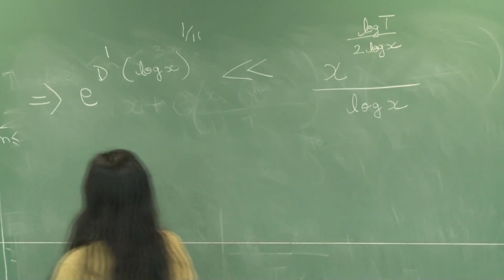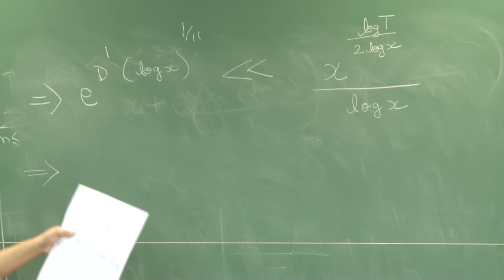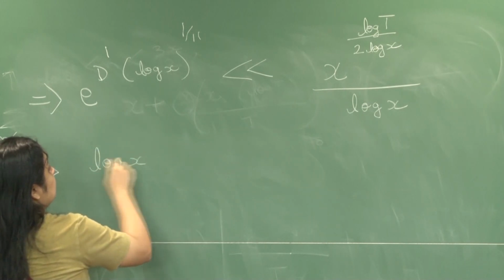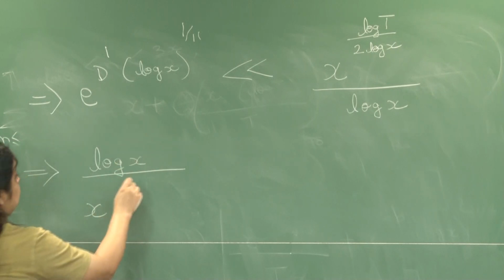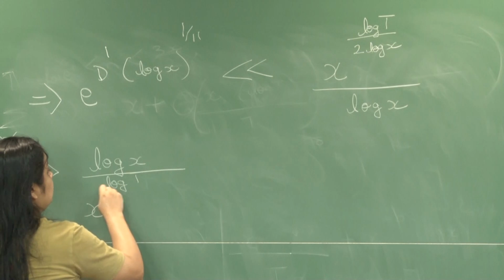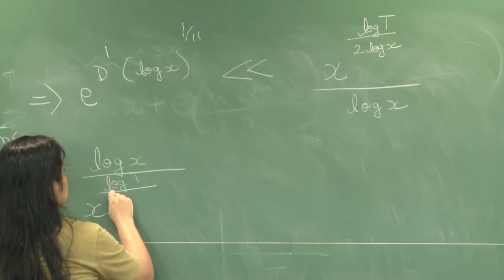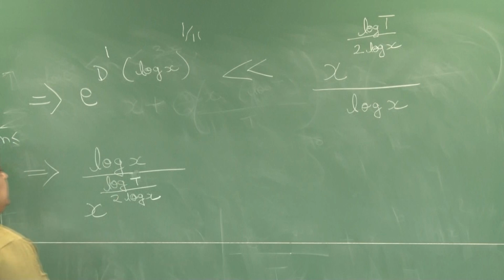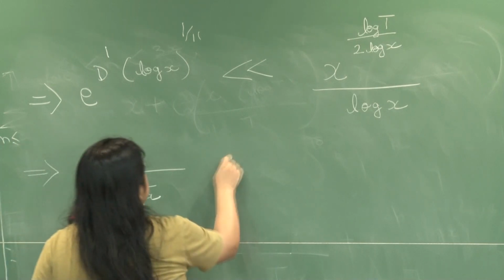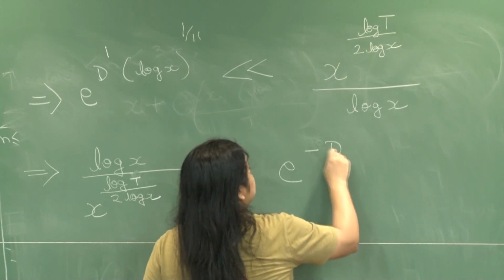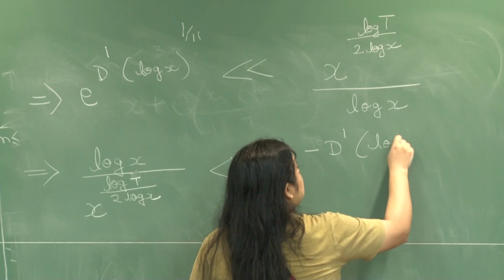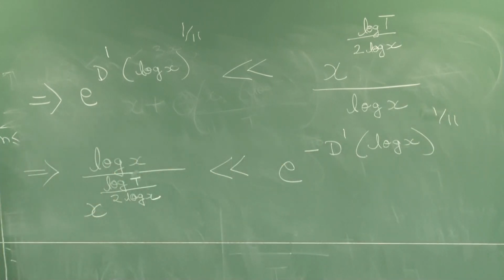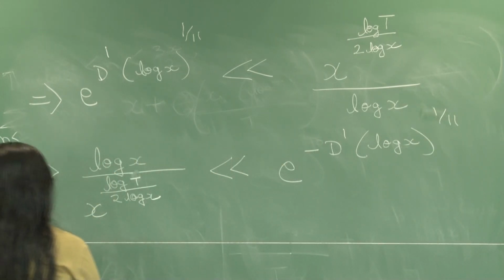That thus your, just take the reciprocals, 1 over x raised to the log t over 2 log x times t, this thing is less than e raised to the minus d prime of log x raised to the 1 over 11. And combining all of this together, what do we get?